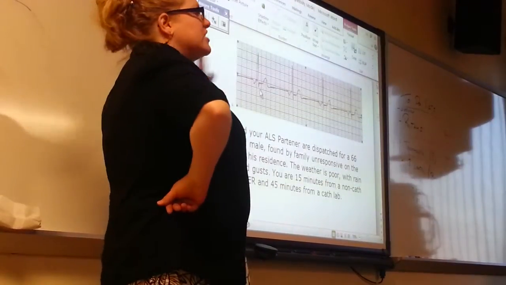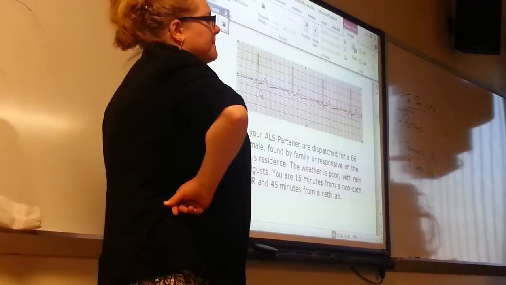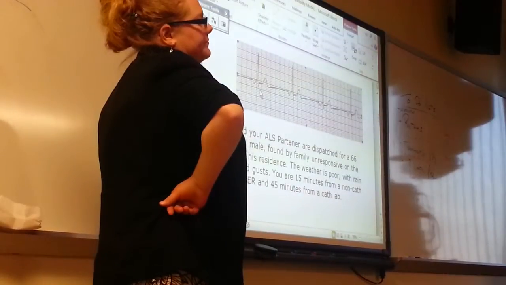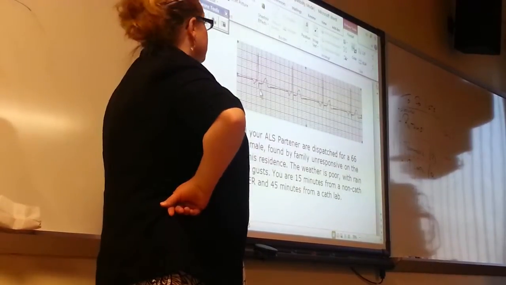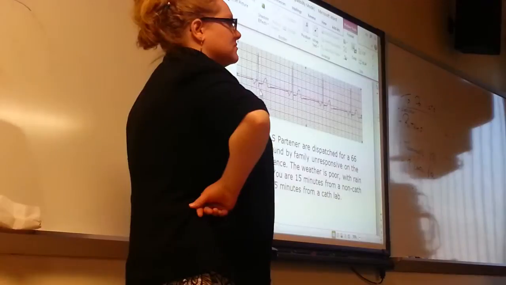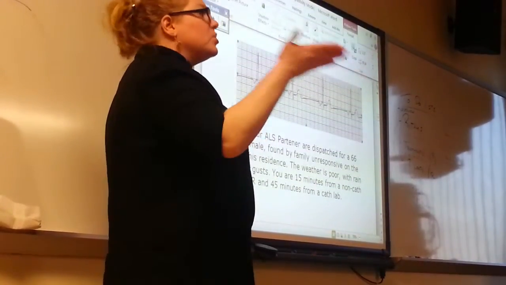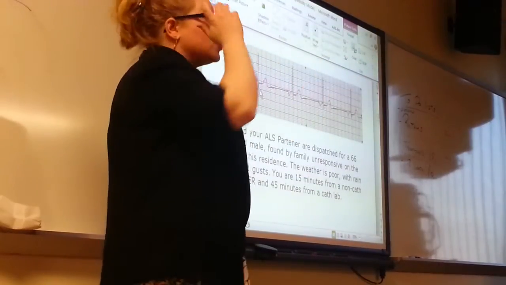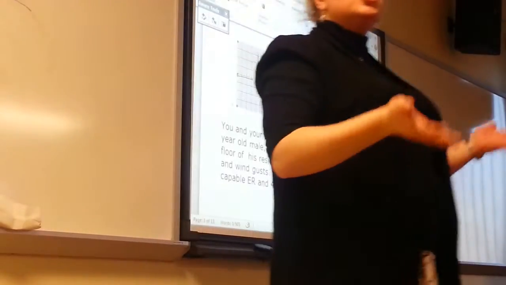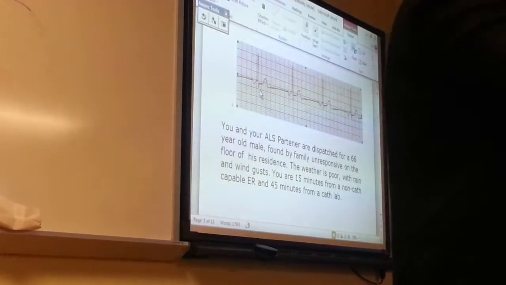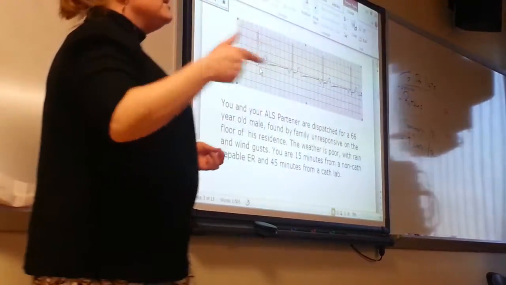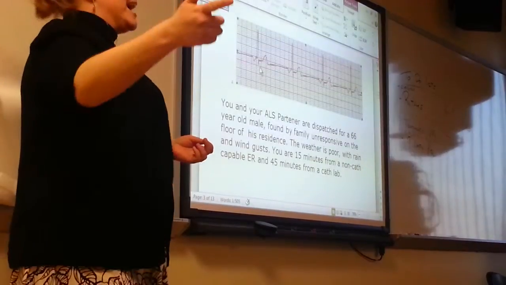Is this an accelerated junctional rhythm? Why is this not accelerated? Because it's within the normal intrinsic firing rate of the AV junction, and it's coming from the junction. So anything 40 to 60 is normal. Anything over 60 is going to be accelerated. Anything over 100 is tach.